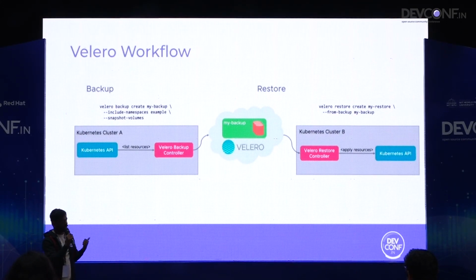check whether the request is valid or not. If it's valid, then it will restore all the objects into your Kubernetes cluster. So in the middle, you can see this is your object storage. My backup is stored in your object storage. It can be GCP, AWS, Azure, whatever provider you have, but it should be an object storage.